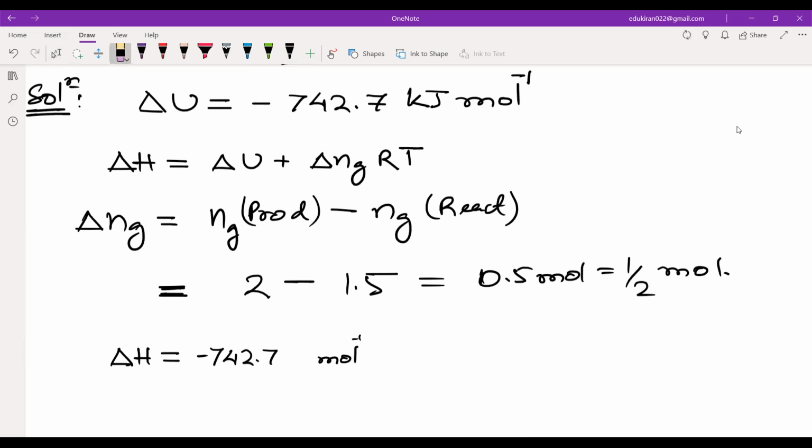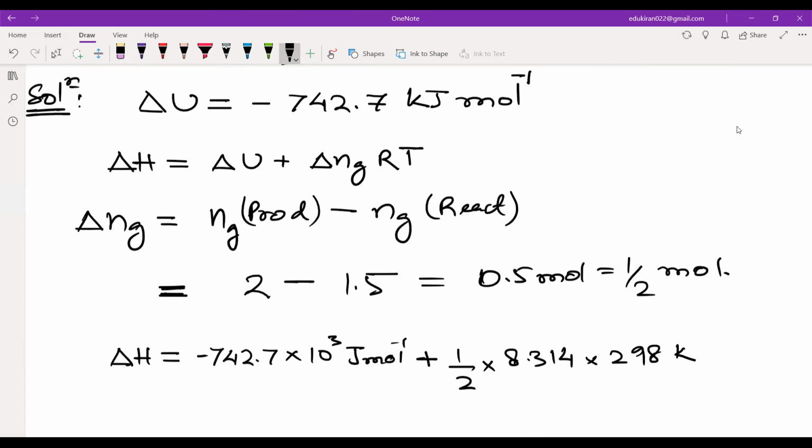Okay, now you have to write this in terms of standard units. So you will write into 10 to the power of 3 joules per mole plus 1/2 into R, which will be 8.314 joules per Kelvin per mole, into 298, that is the temperature. So you have all the terms here, and you can just calculate the answer now. Okay, Maimuna has calculated delta H. Yes, Maimuna, that is correct. I think approximately that is correct.